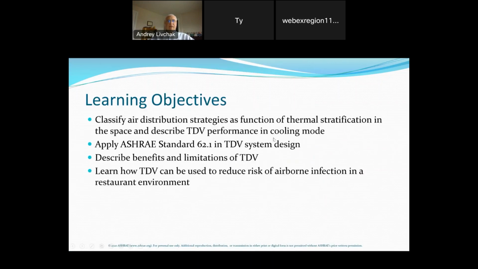I'll go straight to the learning objectives. After this presentation, you should be able to classify air distribution strategies as a function of thermal stratification in the space and describe thermal displacement ventilation performance in cooling mode. You should be able to apply ASHRAE Standard 62.1 in thermal displacement ventilation system design, describe benefits and limitations of thermal displacement ventilation, and also learn how displacement ventilation can be used to reduce risk of airborne infection in a restaurant environment.